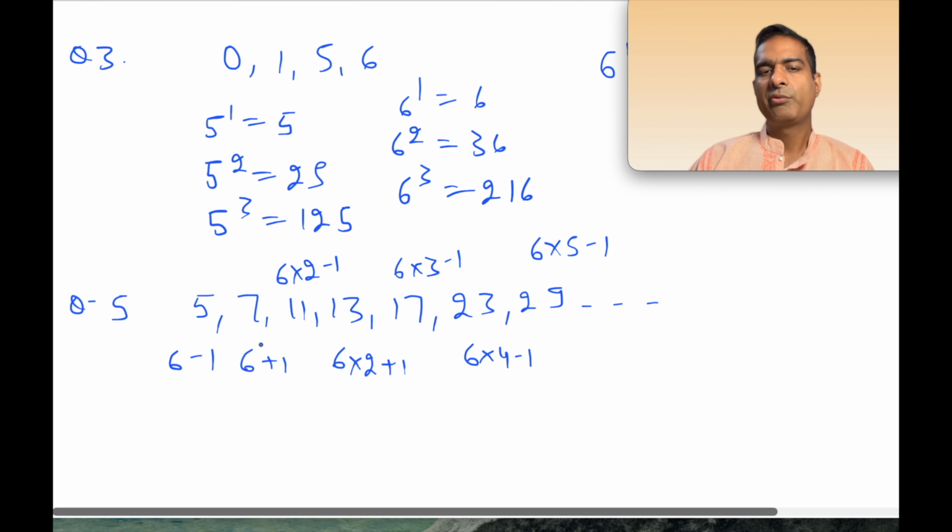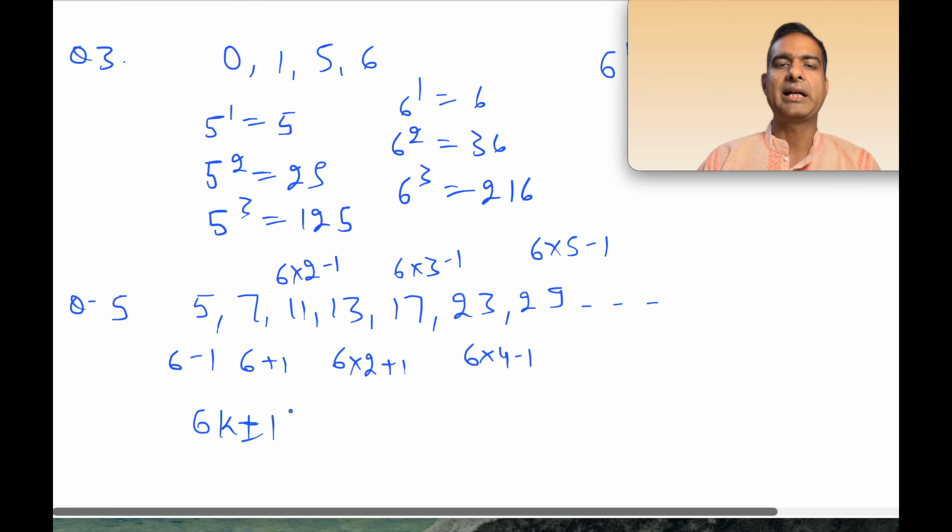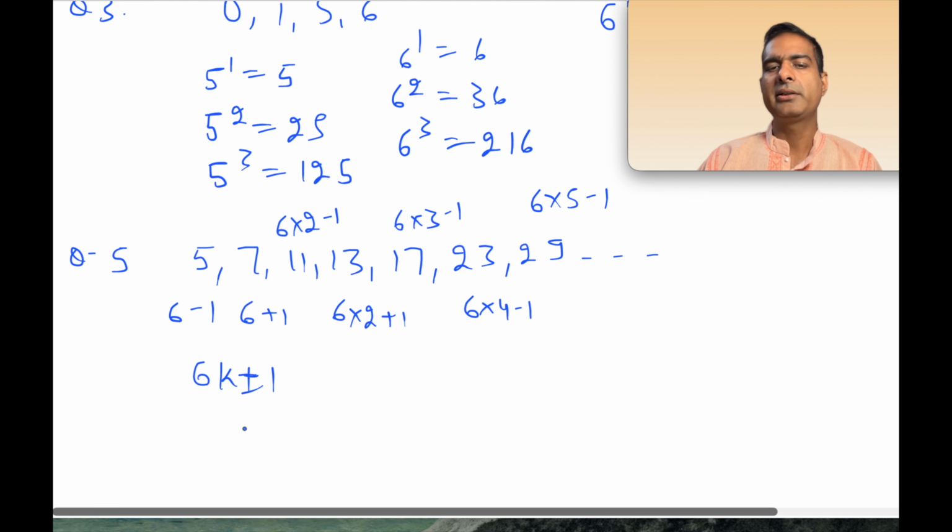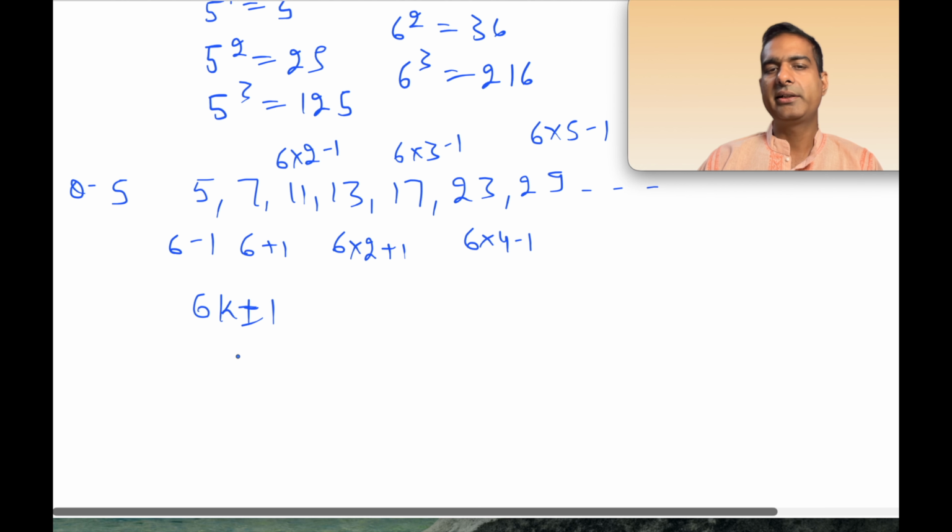So in this way, we can see that all the prime numbers which are greater than 3 can be written in the form of 6k plus minus 1, but its reverse is not true. What I mean by that is, if any number can be written in the form of 6k plus minus 1, it's not necessary that it is a prime number. So a prime number is always written in the form of 6k plus minus 1, but any number which can be written in the form of 6k plus minus 1 is not necessarily a prime number.